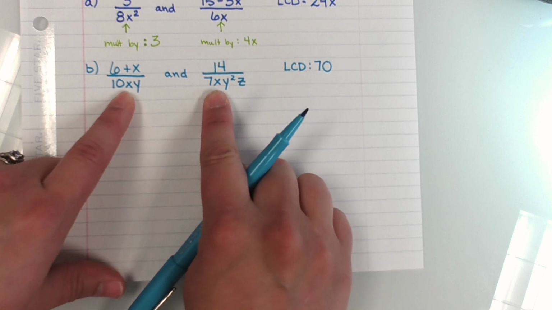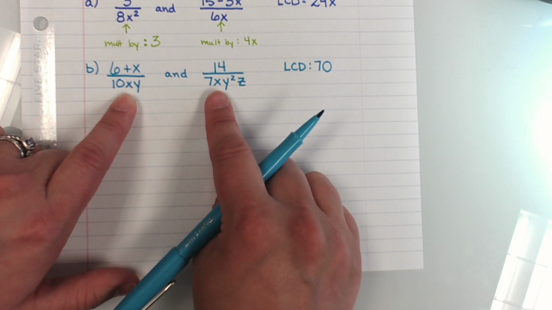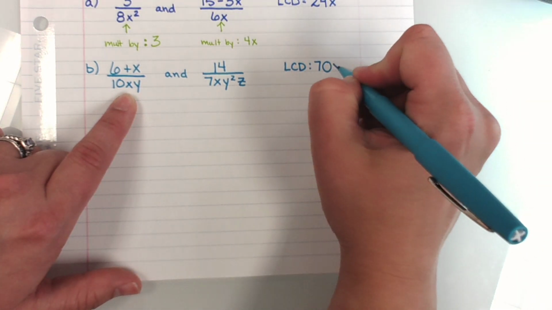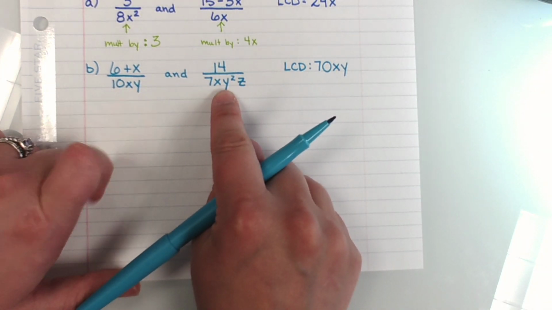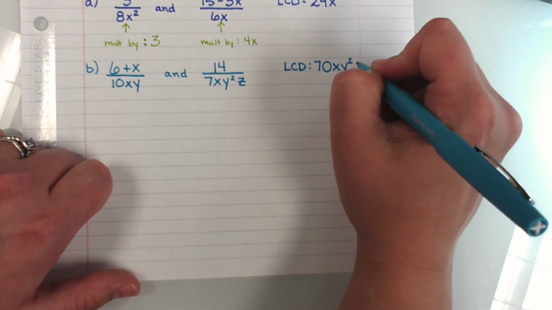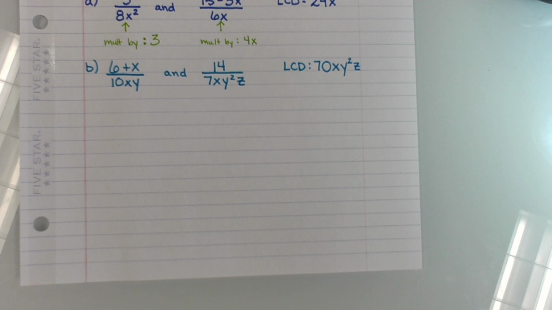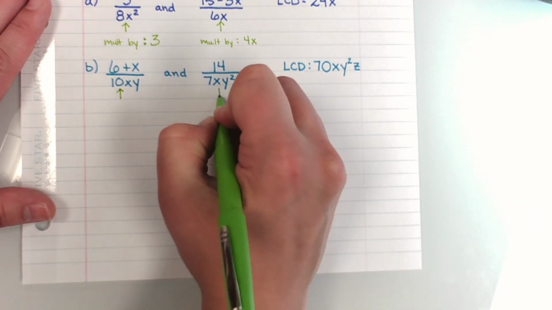Okay, I see they both have an x in the denominator, which means my least common denominator does need to have x to what power? Just 1. They both have y's in the denominator. Y squared. This one has a z. I need a z. When it's monomials in the denominator, it's not so too bad.